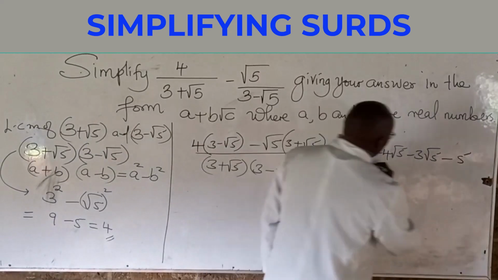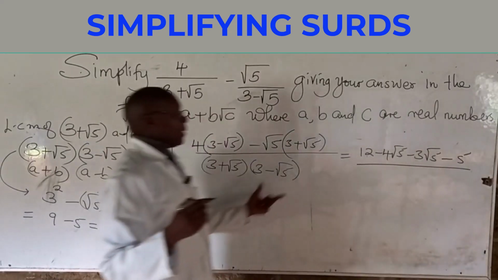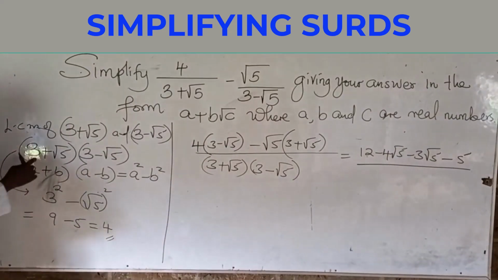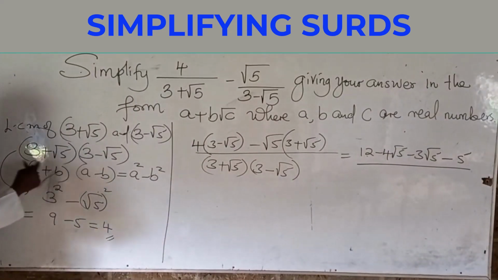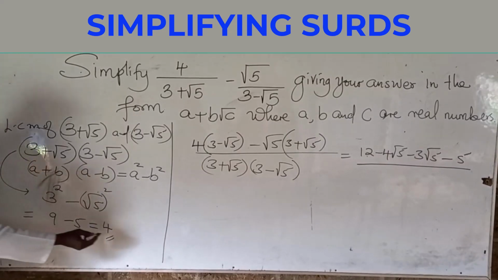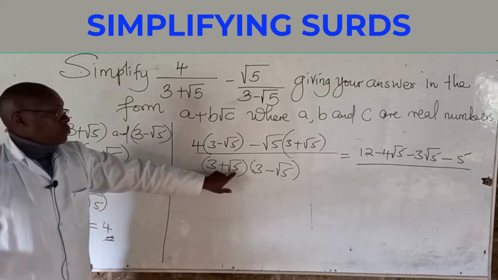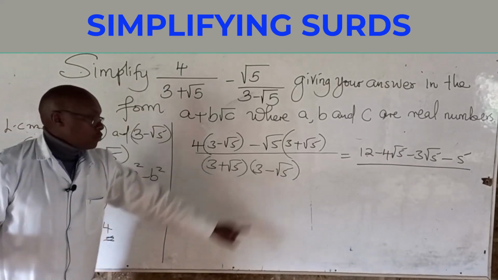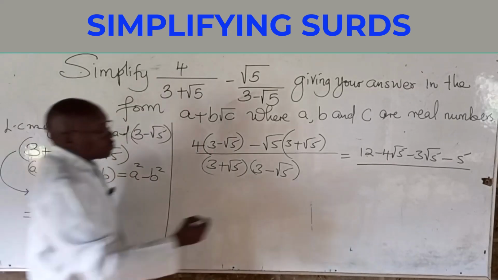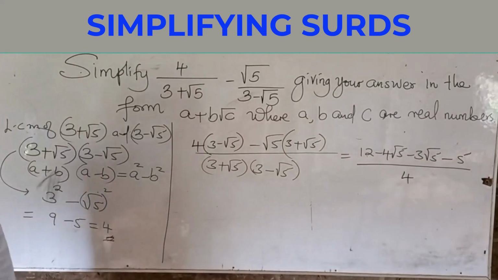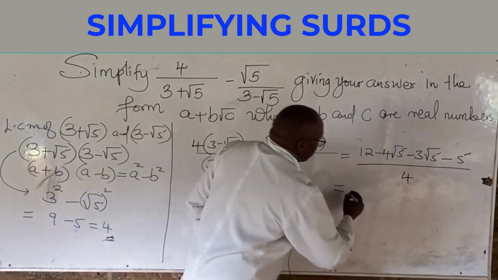And then this is where we are going to apply what we simplified here. The reason why we simplified the LCM using the difference of two squares is that we got the answer to be 4. So 3 plus root of 5 multiplied by 3 minus root of 5 gives 4. So put that on 4, like that. Then look at the numerator.